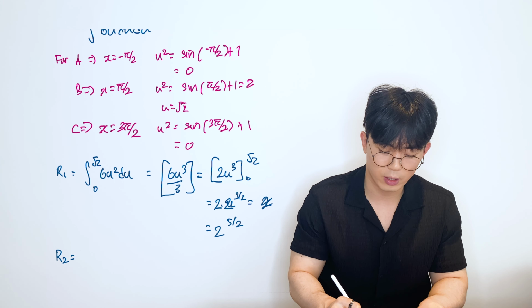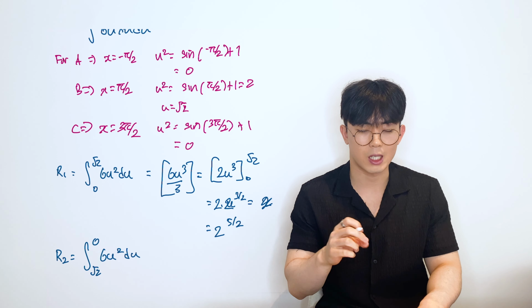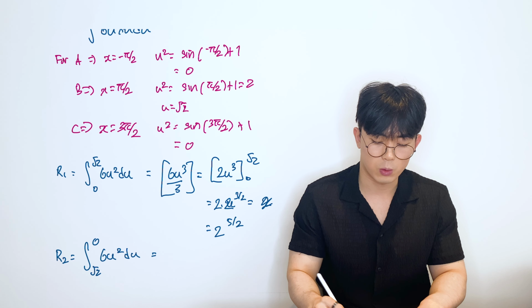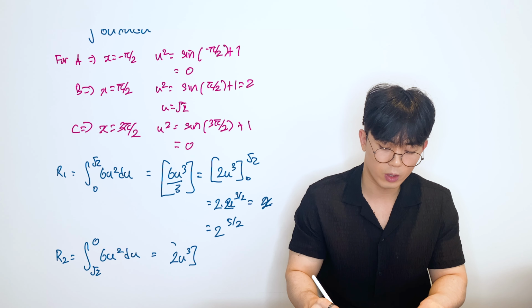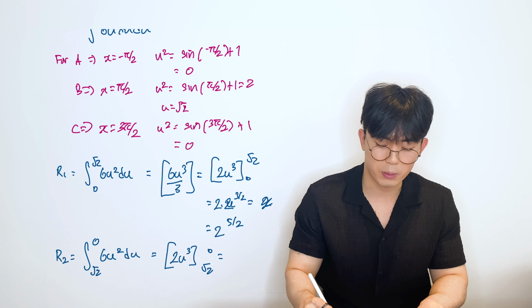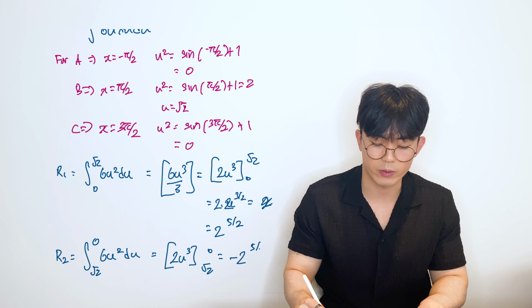R2 now, it's just the same thing, same integrating equation, 6u squared du, but now the limits are from root 2 to 0. Remember, even if one limit is smaller than the other, we still keep it in the same positions, okay? So this will give me 2u cubed from root 2 to 0, which will give me actually negative 2 to the power 5 over 2.